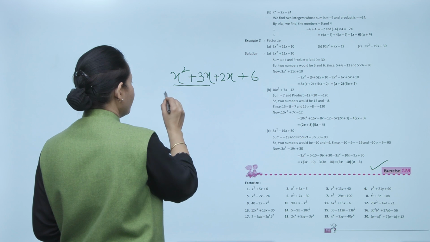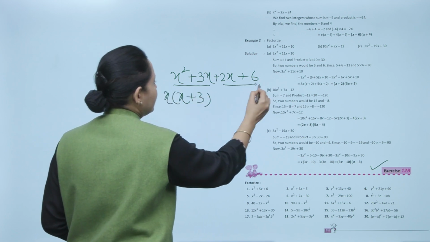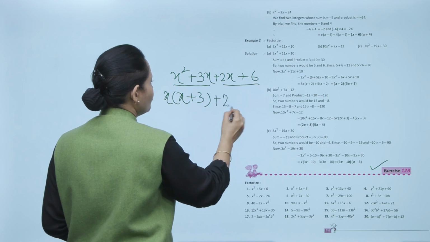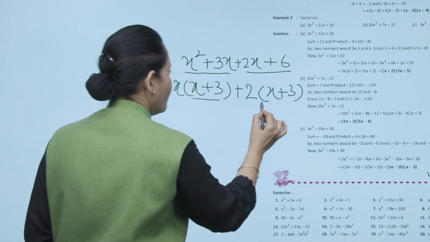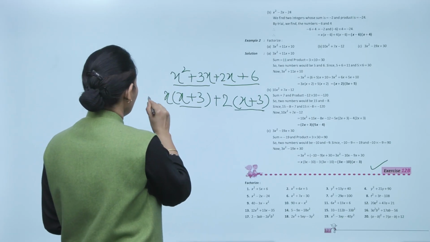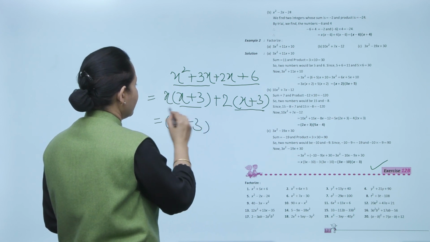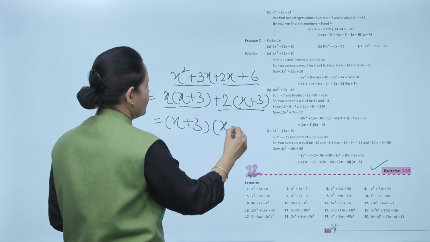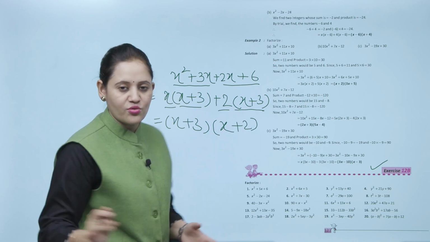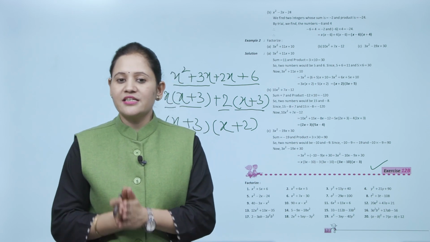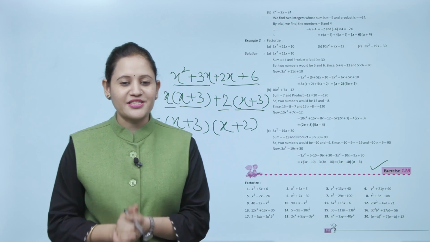Now in the first two terms we'll take x as common. So x plus 3, and in the other two terms we'll take 2 common. So we'll get x plus 3. So one common factor is x plus 3 and another is x plus 2. So the two factors are x plus 3 and x plus 2. So this way we will factorize it. Clear? You have to practice all the questions of this exercise. We will move to the next topic.